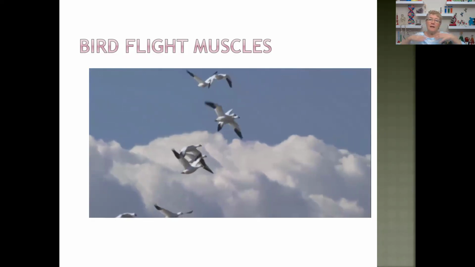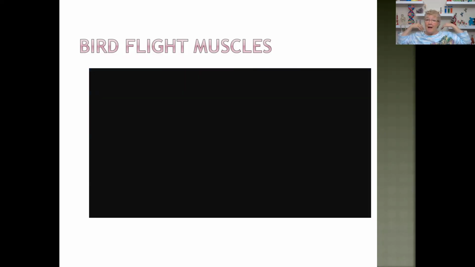Your muscles that lift your arms back are on your back, but by having it on the front, it gives a bird a much more compact center of gravity.